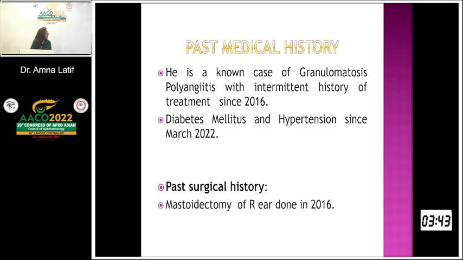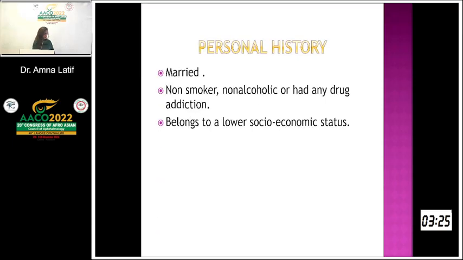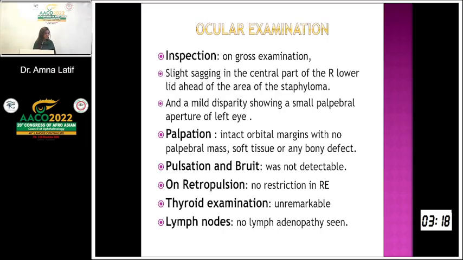He was a known case of diabetes mellitus and hypertension since March 2022, and a mastoidectomy in the right ear was done in 2016. As the patient was admitted under the Department of Rheumatology, he was currently on this treatment. He is married and belongs to a low socioeconomic status.